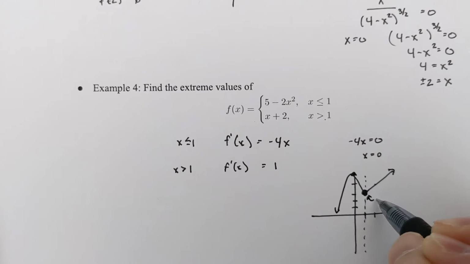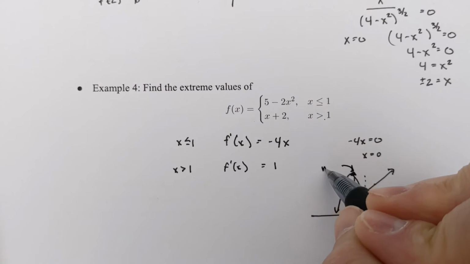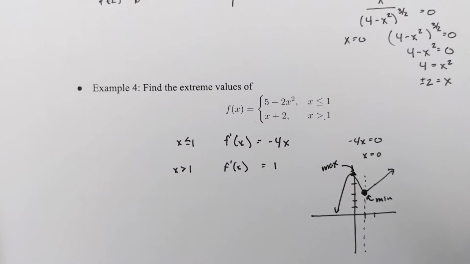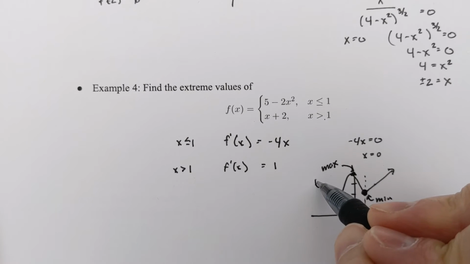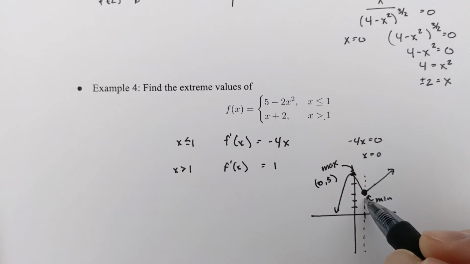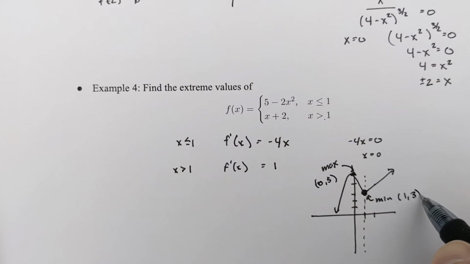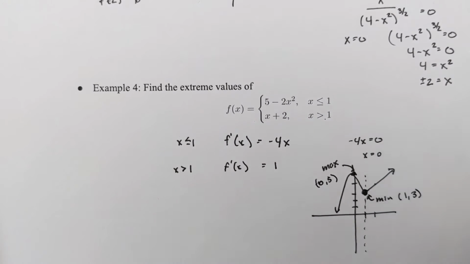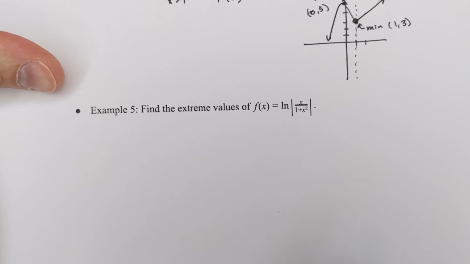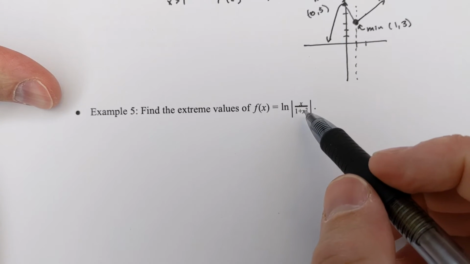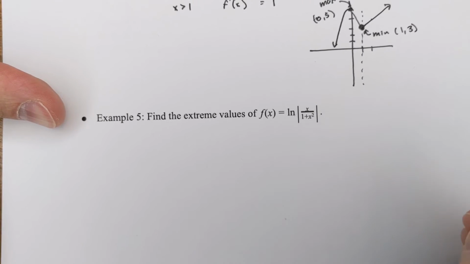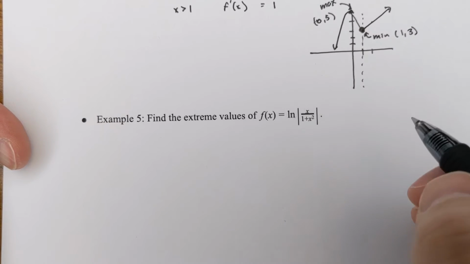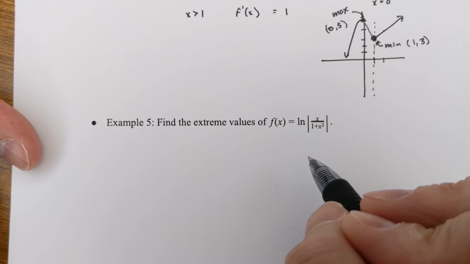So here you have a minimum, because that's the lowest point. And up here you have a maximum. So the maximum is actually at the point (0, 5). The minimum here is at the point (1, 3), where the two functions meet. Okay, and the last one, find the extreme values of the natural log of the absolute value of x over 1 plus x squared. Okay, so let's see how to do this guy.